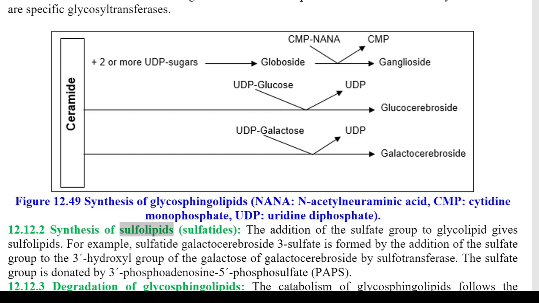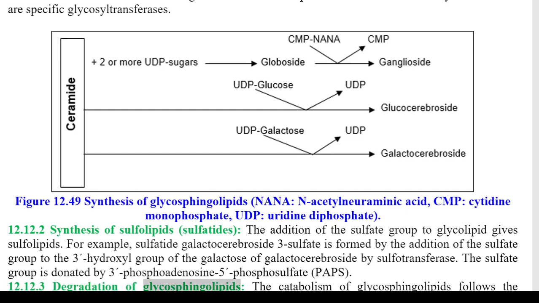12.12.2 Synthesis of sulfolipids, sulfatides. The addition of the sulfate group to glycolipid gives sulfolipids. For example, sulfatide galactocerebroside 3-sulfate is formed by the addition of the sulfate group to the 3-hydroxyl group of the galactose of galactocerebroside by sulfotransferase. The sulfate group is donated by 3-phosphoadenosine 5-phosphosulfate, PAPS.